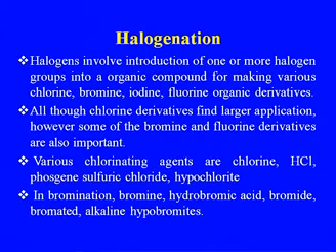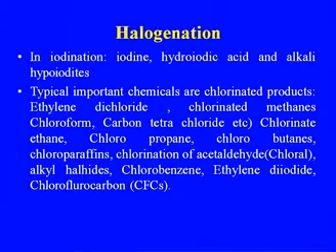Ethylene dichloride is again produced by the chlorination of ethylene. Although the chlorine derivatives find larger application, some of the bromine and fluorine derivatives are also important, and some brominated compounds are also used in the process. Various chlorinating agents are chlorine, HCl, phosgene, sulfuryl chloride or hypochlorite. In bromination, we use bromine, hydrobromic acid, bromic acid, bromide, bromate, alkaline hypobromites. These are some of the brominating agents that we are using. In iodination, iodine, hydroiodic acid and the alkali hydroiodides are used.